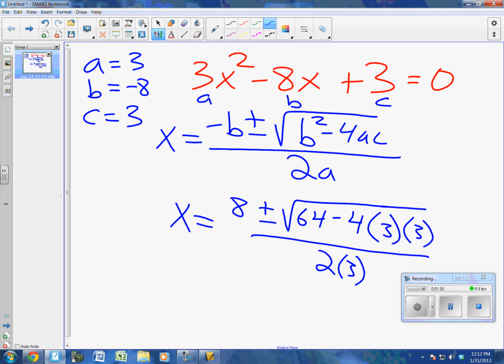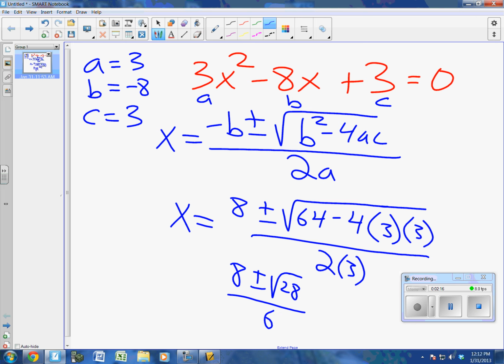Okay? So 4 times 3 is 12. 3 times 12 is 36. 8 plus or minus the square root of 36. 64 minus 36. What is that, you guys? 28. 28. All over 6.